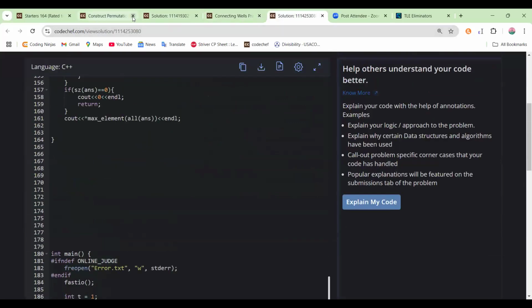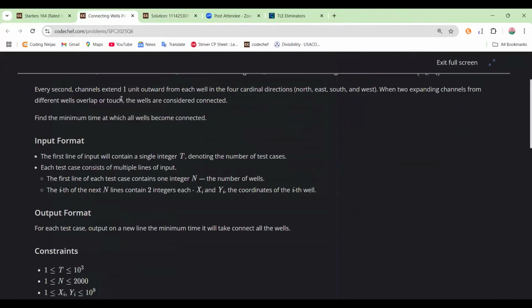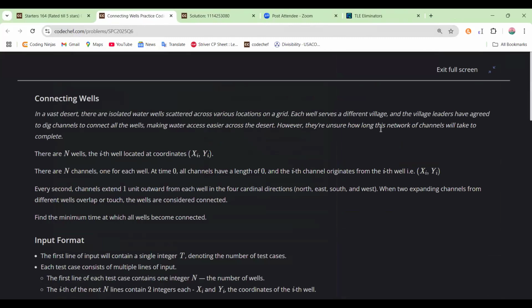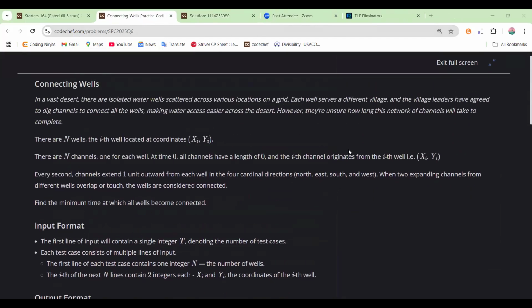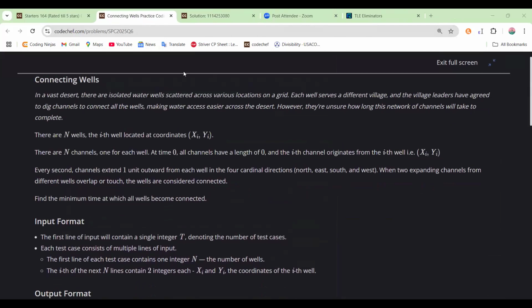Just a minute. Yeah. All clear, guys? Okay. So let me start with this one.